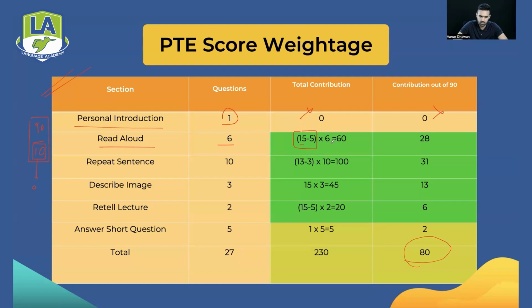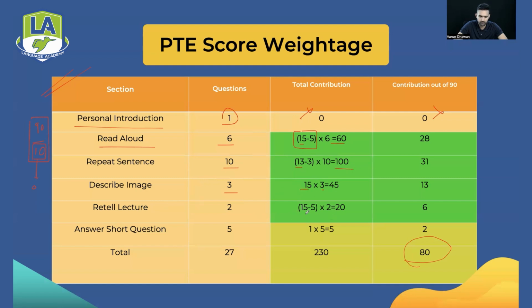10 into 6, 60. Repeat sentences, you get 10. One repeat sentence is 13 points. 3 points go into your listening module. These are for your content. So basically, again, one repeat sentence will give you 10 points in speaking. Describe image, everything goes into speaking. One describe image is 15 points, into 3, 45.